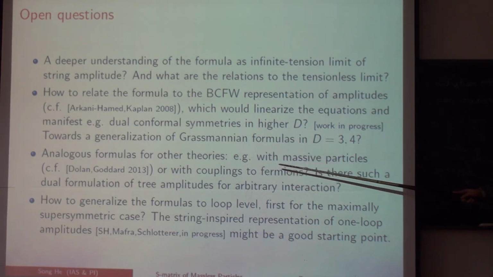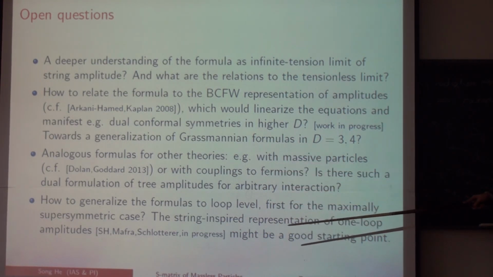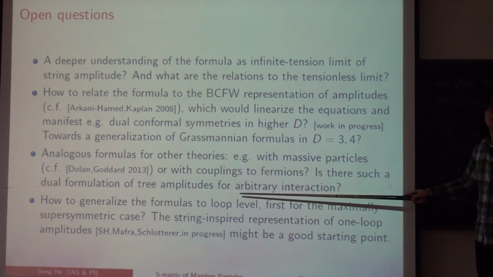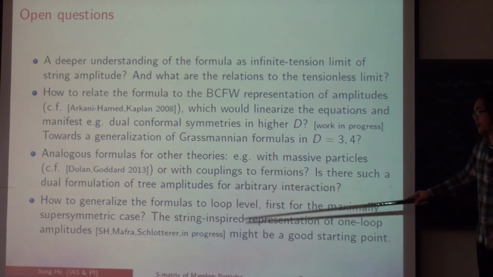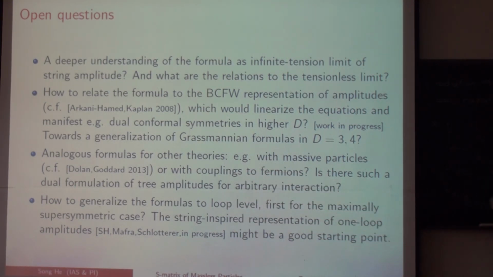Also, we haven't considered in general how to couple to fermions and massive particles. And the general goal of this project is that you want to find a reformulation giving any interaction vertices, that you want to rewrite on your worldsheet, on this sphere. And of course, you want to generalize it to loop level for Yang-Mills theories and gravity to see more of the properties. Thank you.